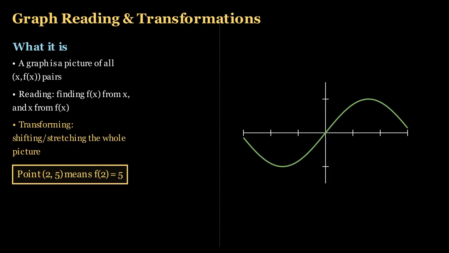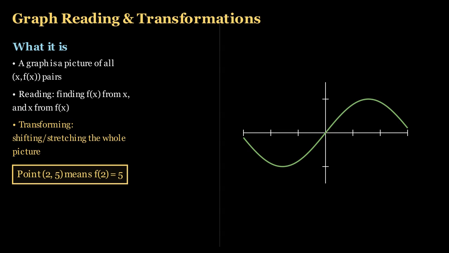Transforming a graph means taking that whole picture and moving it, stretching it, or flipping it, to get the graph of a new, related function. It is like picking up a drawing on a sheet of paper and sliding it around, or pulling its edges to make it taller or wider.